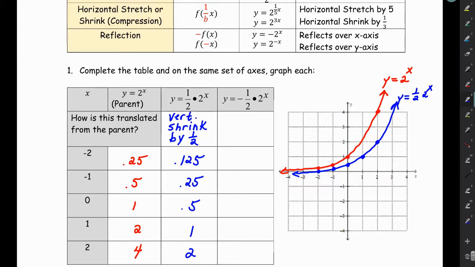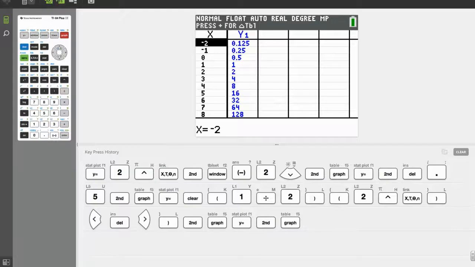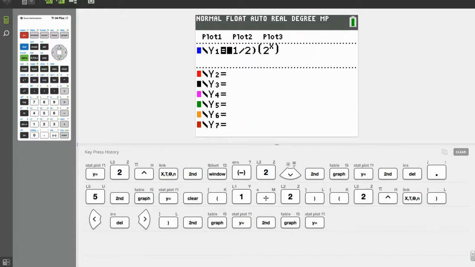Now let's take a look at the last one. We've got a negative as well as that 1/2 out front. So we have a vertical shrink by a 1/2 and a reflection over the x-axis. Okay, let's put that in our calculator and look at that. Go back to y equals. All we have to do is insert a negative.